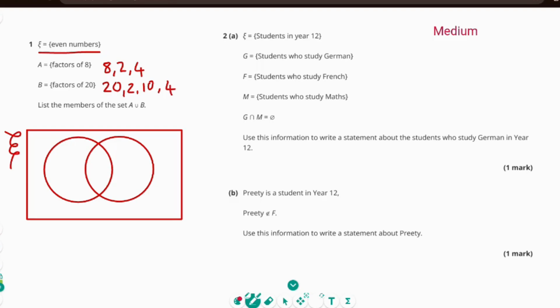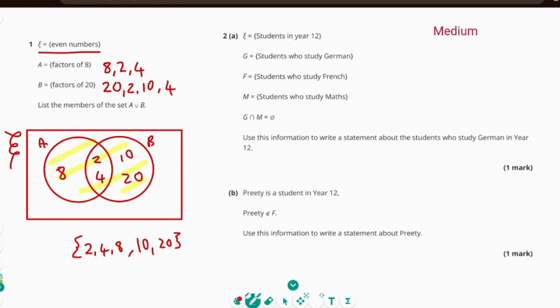4, 5, not even. So A, B, which of these elements occur in both? We've got 2, 4. A union B on the diagram is all of this. So 2, 4, 8, 10, 20.